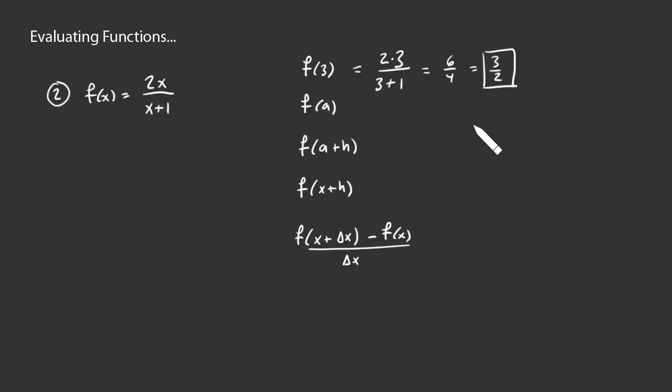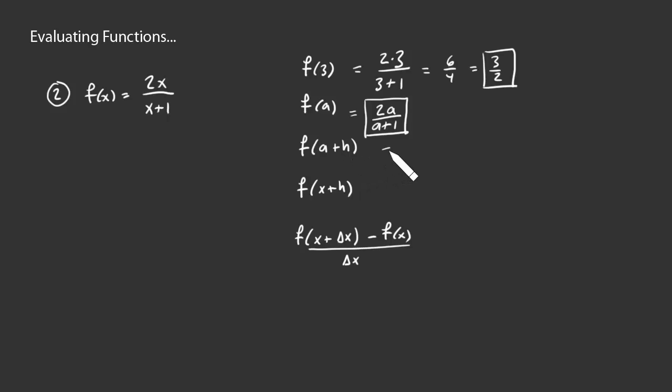Okay. What about f of a? Here again, the rule that we see here tells us to create the fraction consisting of twice the input over one more than the input. So this would be twice the input, 2a, over one more than the input, which would be a plus 1. Again, there's not much you can do with that since we don't know what the value of a is. So that is the simplified form.